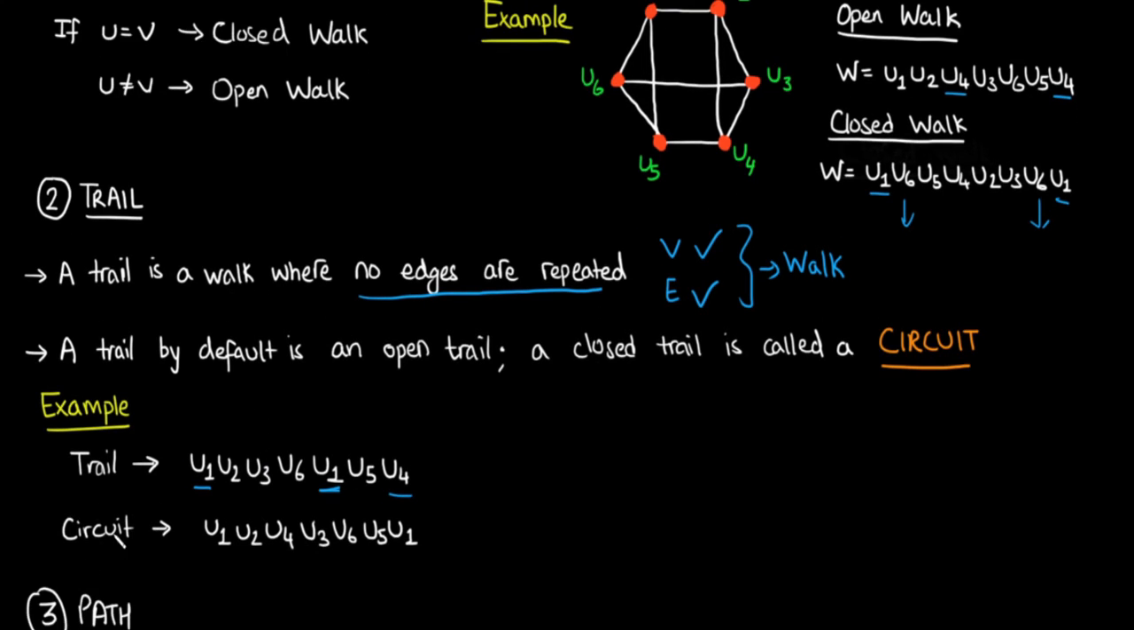A circuit, which is basically a closed trail, can be like this: U1, U2, U4, U3, U6, U5 and U1. So our starting and ending vertices are the same and no edges have been repeated. So this is a closed trail, also known as a circuit.